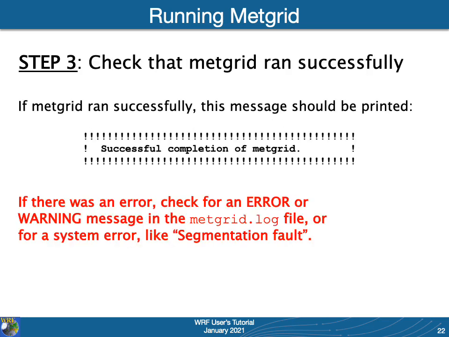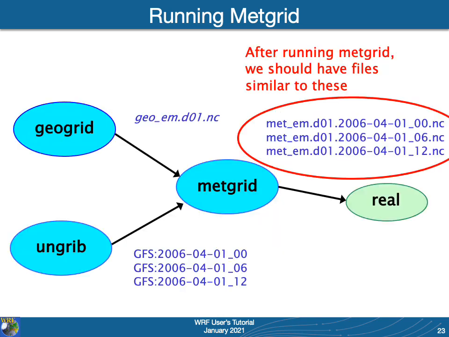Assuming there were no errors, the Netgrid program will print to a log file and also to the terminal screen the message "Successful completion of Netgrid." If not, as with the other WPS main programs, it's worth checking the log file to look for any indication of what might have gone wrong. After Netgrid has successfully run, we should expect to have a set of netcdf files in our run directory named met_em.d01 with a year, month, day, and hour from start time to end time every interval seconds.